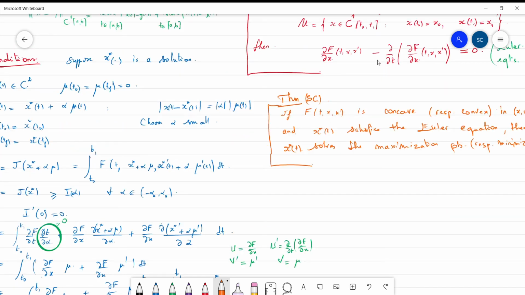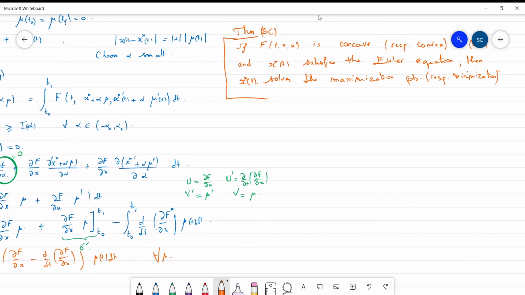Let's do one example quickly. Suppose that you are asked to maximize the integral from 0 to 2 of (4 minus 3x squared minus 16x prime minus 4x prime squared) times e to the minus t dt, with x of 0 equal to minus 8 over 3 and x of 2 equal to 1 over 3.